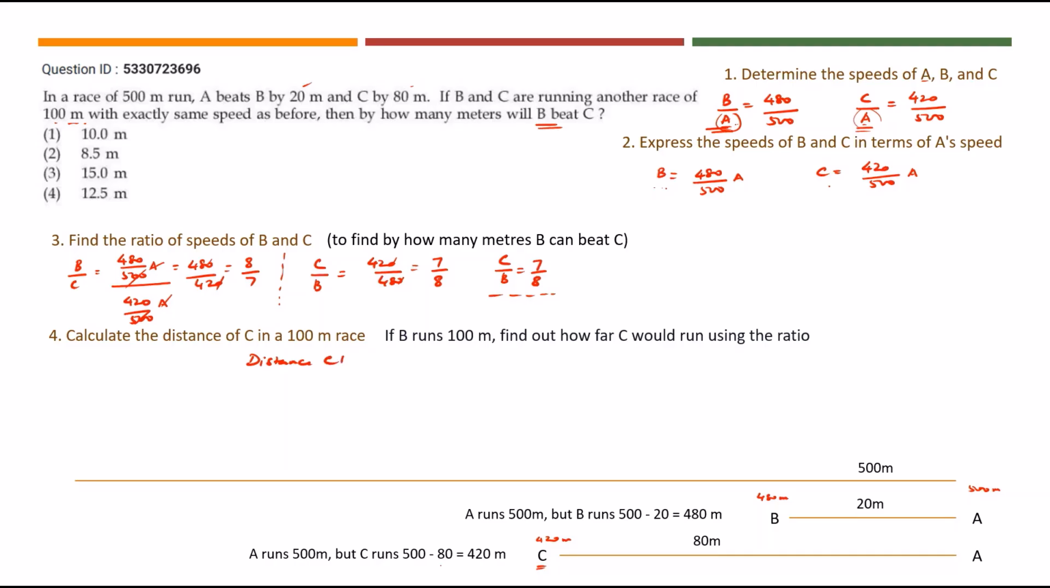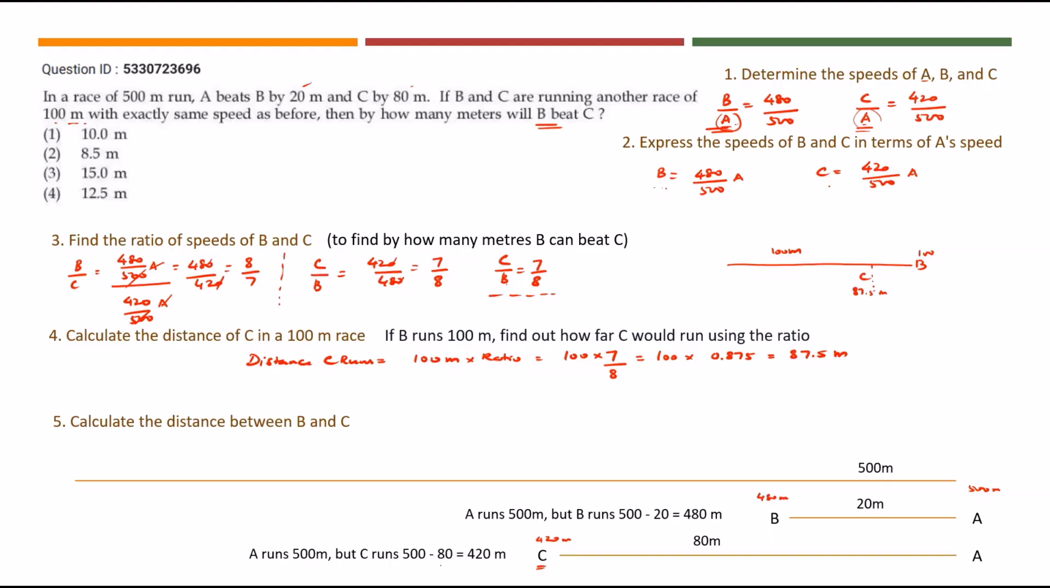Distance C runs will be given by 100 meters into the ratio. We know B is going to win the race, so we can keep it as 7 by 8. This will give 100 into 0.875. So C has run 87.5 meters. So if you take the 100 meter race, B is going to complete at 100 and C is running only till 87.5. If it is going to run at the same speed as in the 500 meter race, C will complete only 87.5. What is the question?